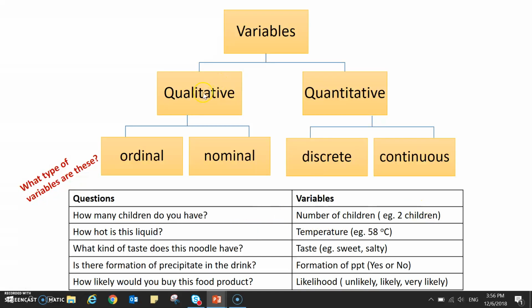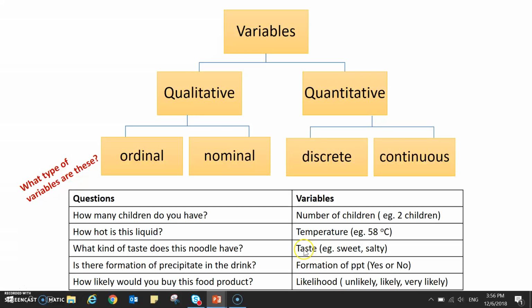Temperature. Are these qualitative or quantitative? Since there are numbers involved, they are quantitative. But for temperature, you can have decimal place. Therefore, they're considered as continuous variables.